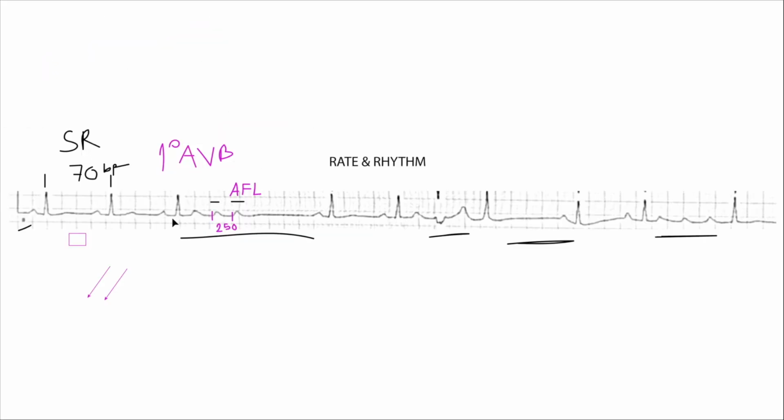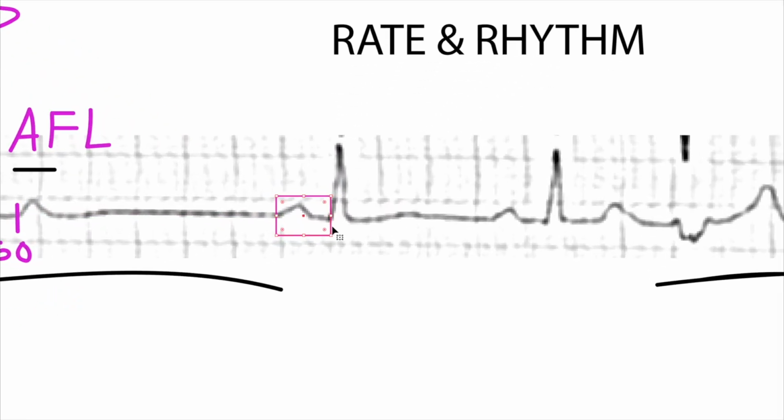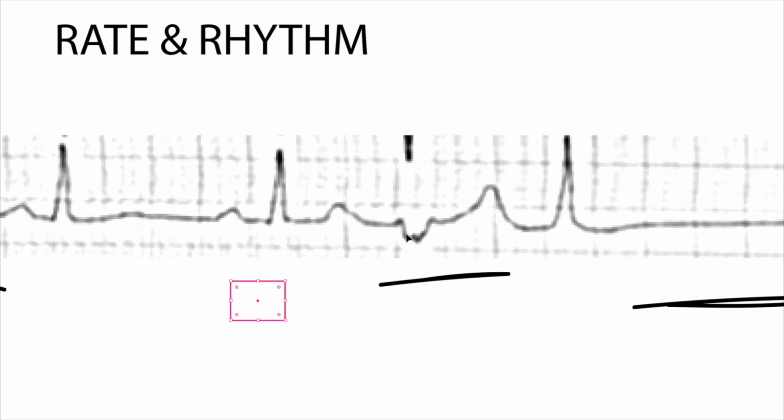Now, I'm going to take this little box here. I haven't changed its dimensions. Just want to take a look at this. This looks about the same as the last one. This looks about the same as the last one. And then we run into this wide beat. Now, this QRS here, this is pretty normal, pretty narrow.